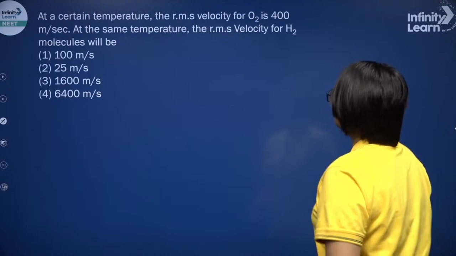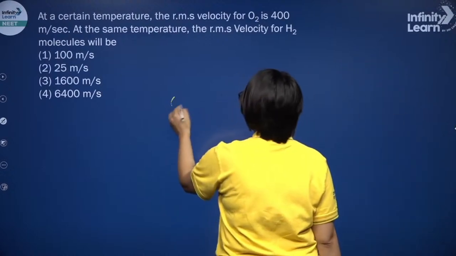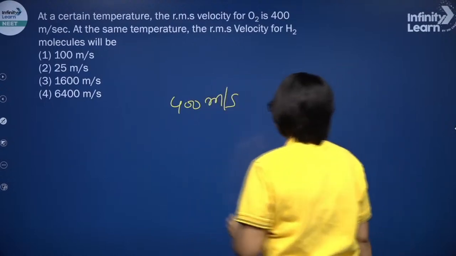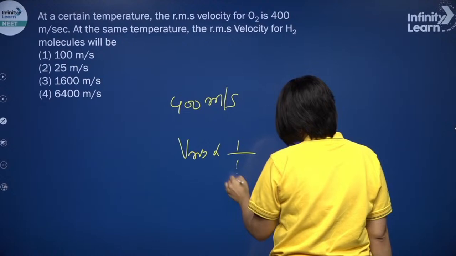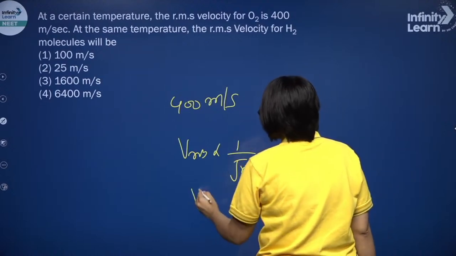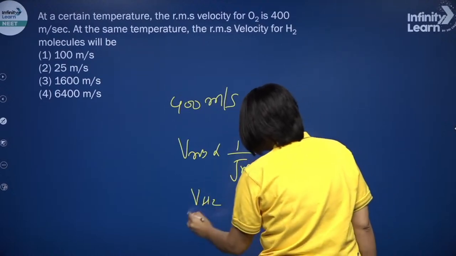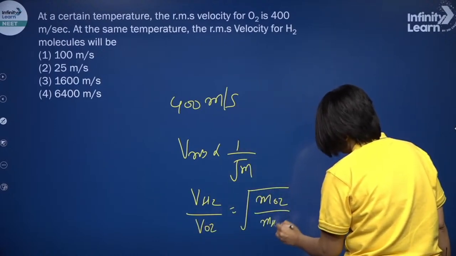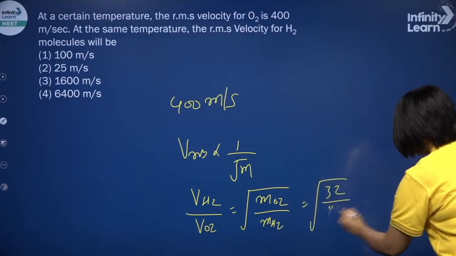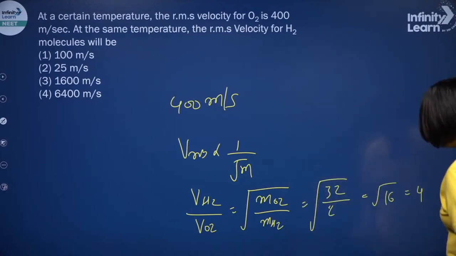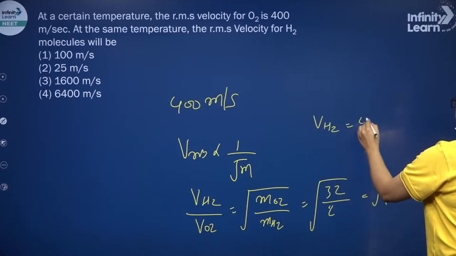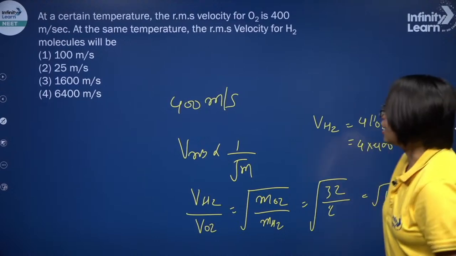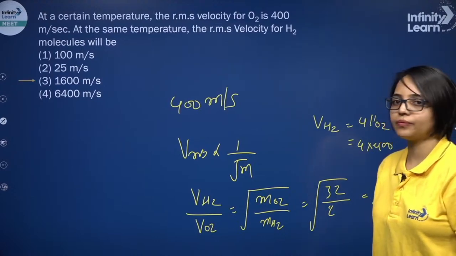Next is this one. At a certain temperature, the RMS velocity of O2 is 400 meter per second. At the same temperature, the RMS velocity of H2 will be? So VRMS is inversely proportional to under root M. So VRMS of H2 divided by VRMS of O2 is equal to under root of M of O2 divided by M of H2, which is equal to 32 divided by 2, that is under root of 16, that is equal to 4. So V of H2 will be 4 times V of O2. So this is 4 into 400, that is equal to 1600 meter per second, which is option 3.